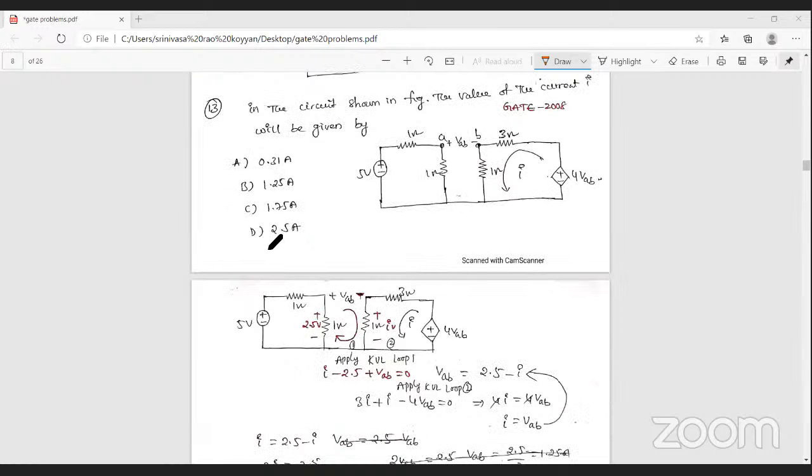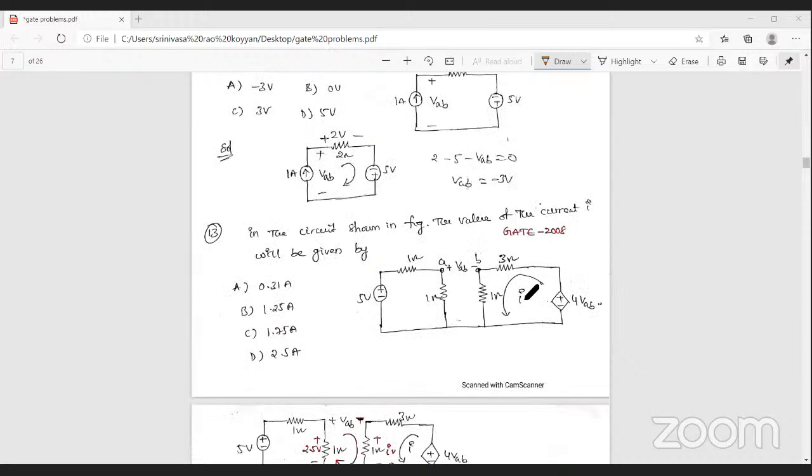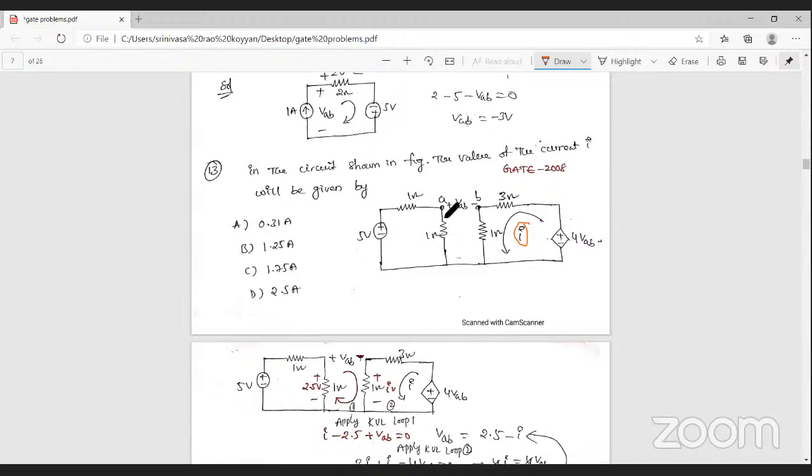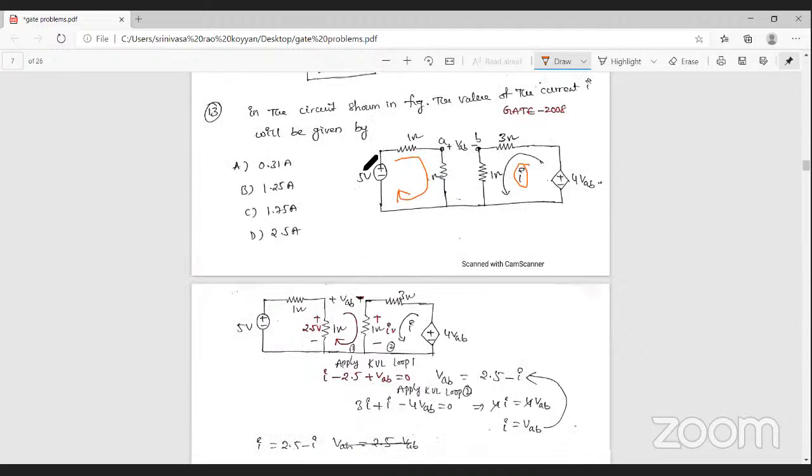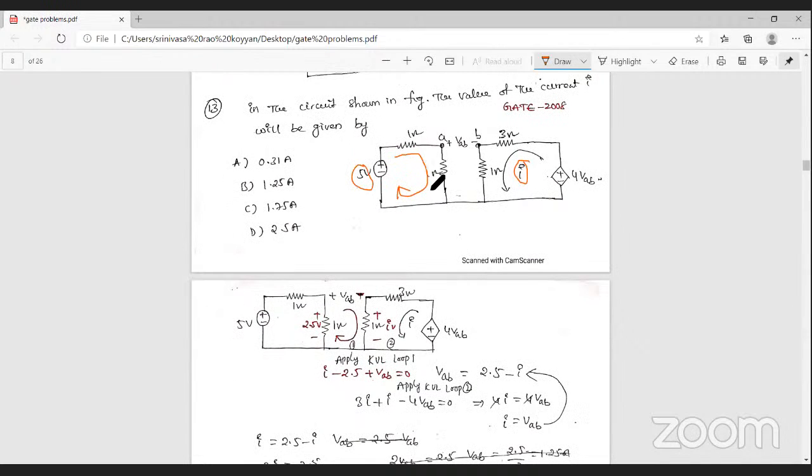In the circuit shown in the figure, what is the value of I? So you want to find out the value of I from the given network. First of all, find the current in this loop, then you can easily identify the current I. So in this loop, what is the current? That is the total voltage by total resistance. These two resistances are connected in series. That's why the current is 5 by 1 plus 1. That is 2.5, the current passing through this loop.